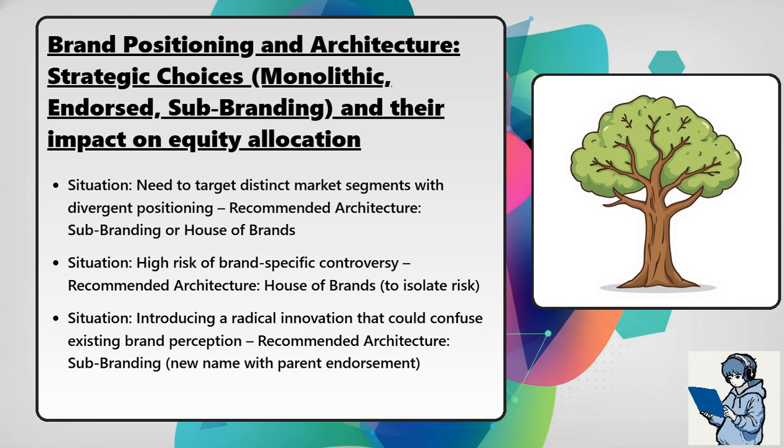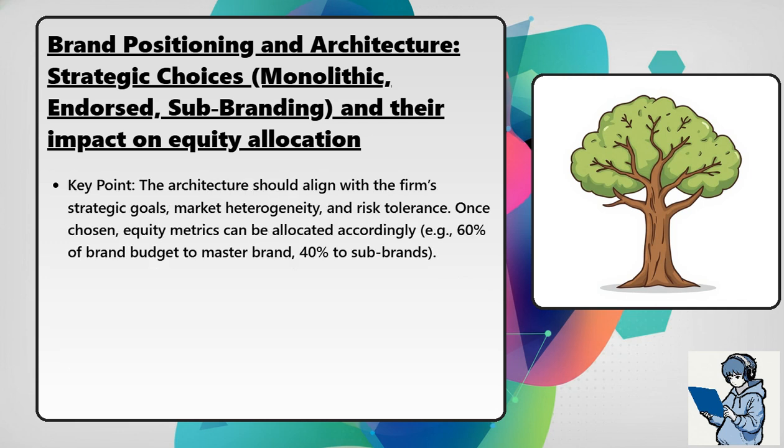Situation: introducing a radical innovation that could confuse existing brand perception. Recommended architecture: sub-branding, a new name with parent endorsement. Key point: the architecture should align with the firm's strategic goals, market heterogeneity, and risk tolerance. Once chosen, equity metrics can be allocated accordingly.